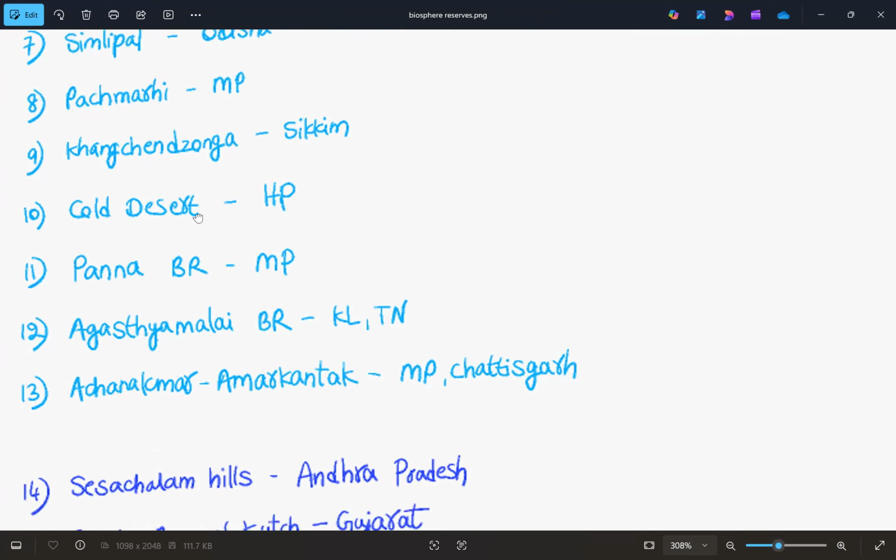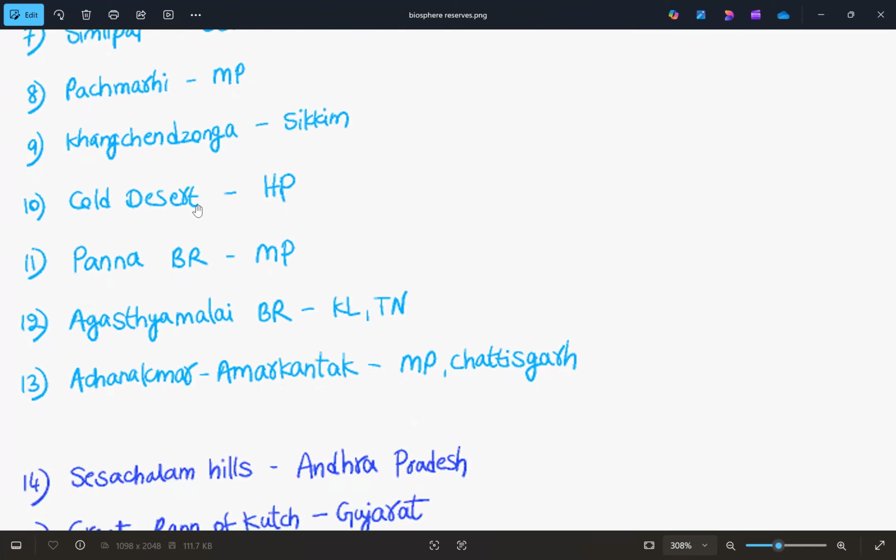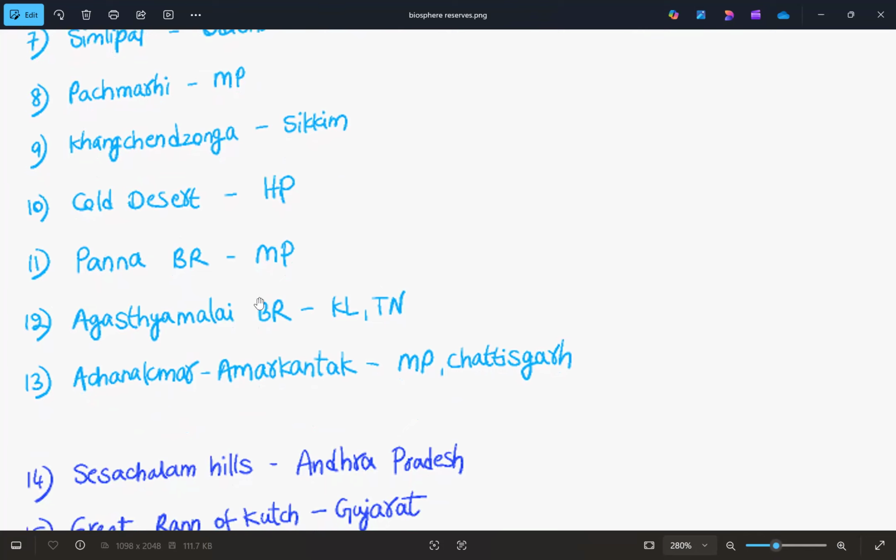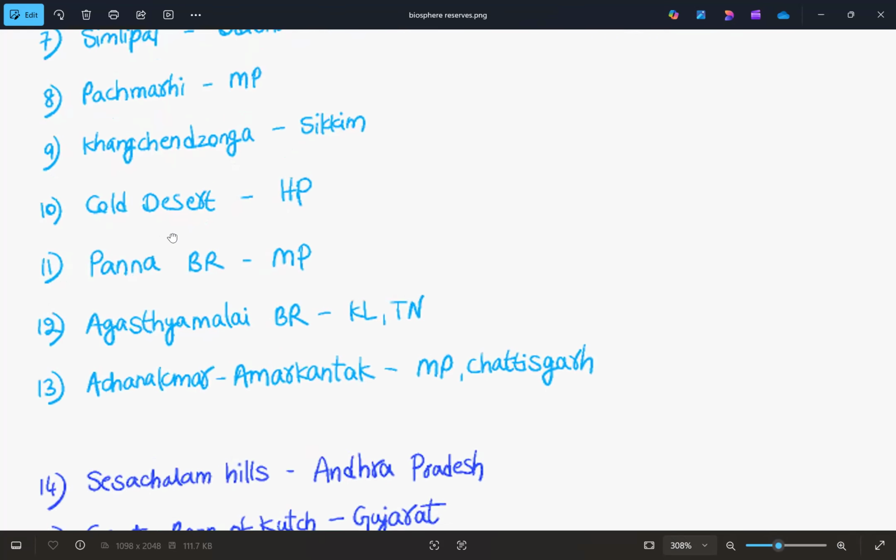The next one is Kanchenjunga. Kanchenjunga Biosphere Reserve is in the state of Sikkim. Kanchenjunga is also the name of a mountain of the Himalayas. It is in the state of Sikkim. The next one is Cold Desert. This is the latest addition to the Biosphere Global Network. This is the 13th Biosphere Reserve of India that got added to the network. That is recently, I can say about 2 months ago, it was added to the list. And then the next Biosphere Reserve is Panna Biosphere Reserve.